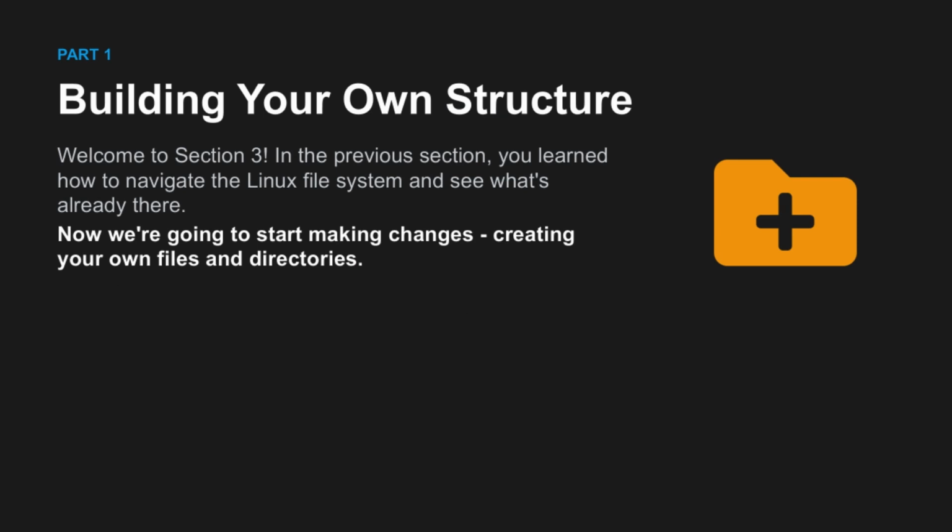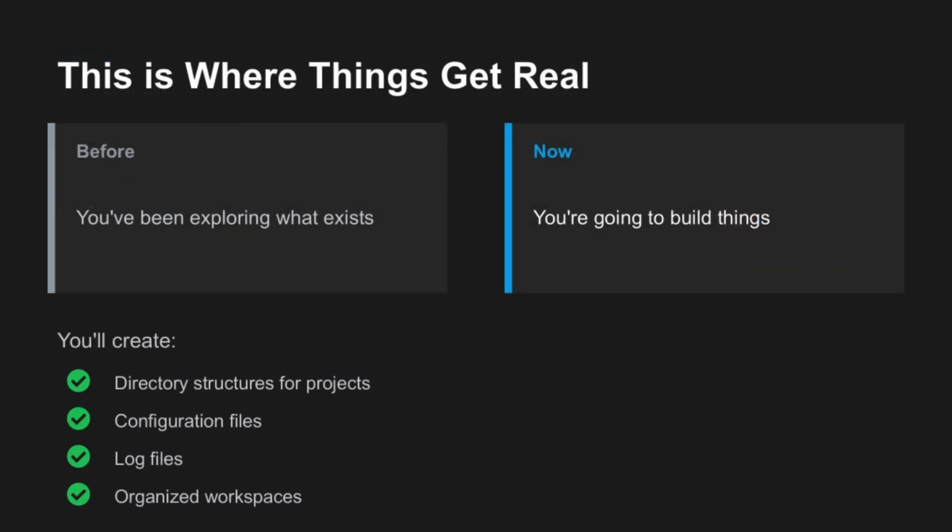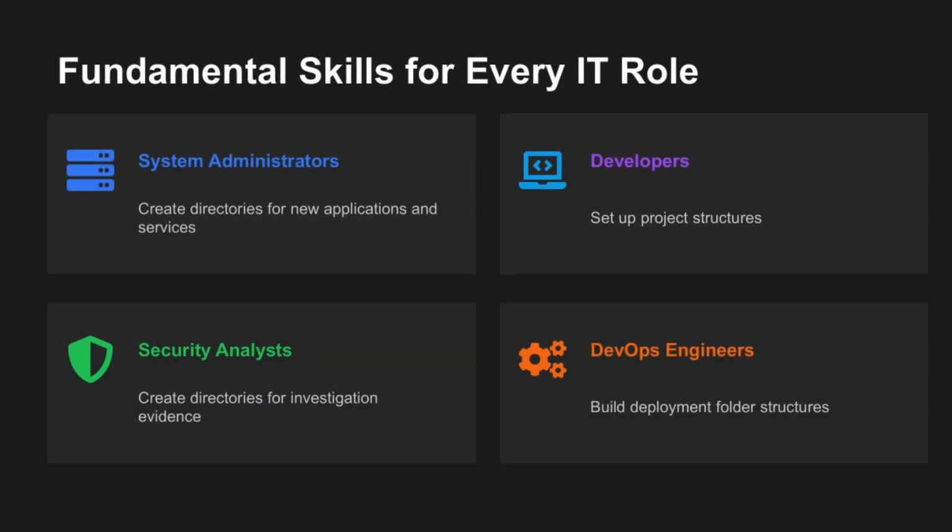You learned how to navigate the Linux file system and see what's already there. Now we're going to start making changes, creating your own files and directories. Up until now, you've just been exploring what exists, but now you're actually going to start building things. You'll create the directory structure for projects, make configuration files, set up log files, and organize your work. These are skills that are fundamental to almost every IT role.